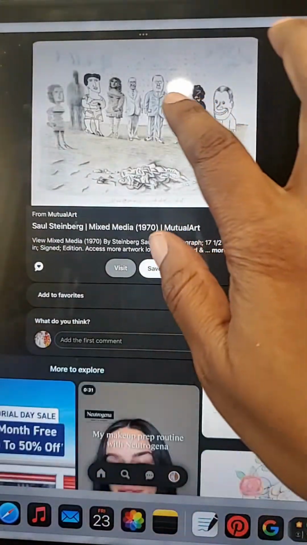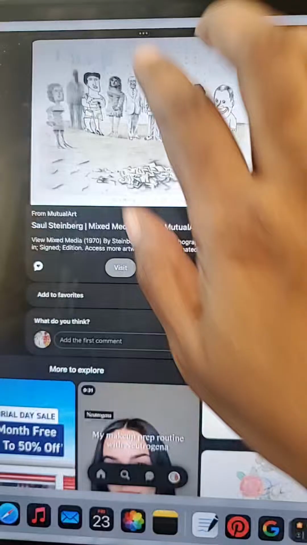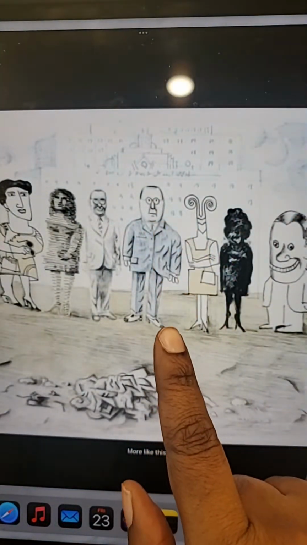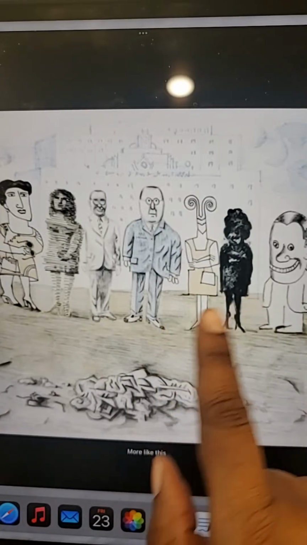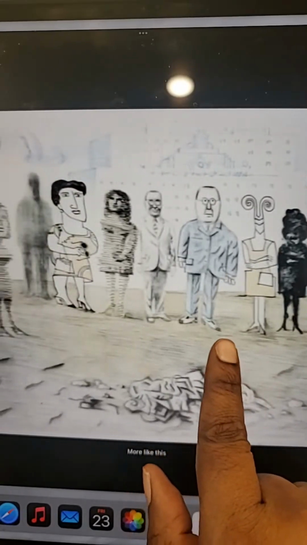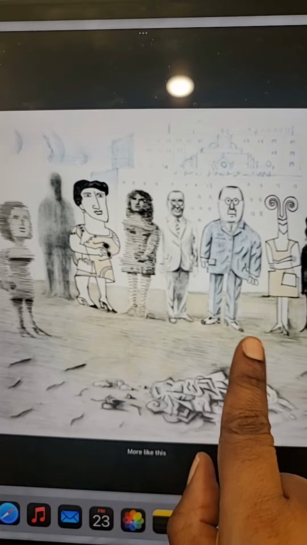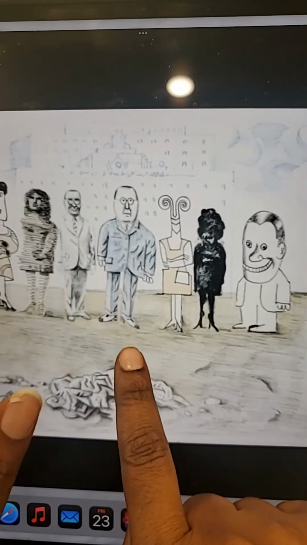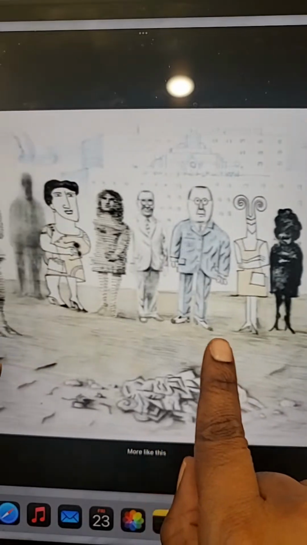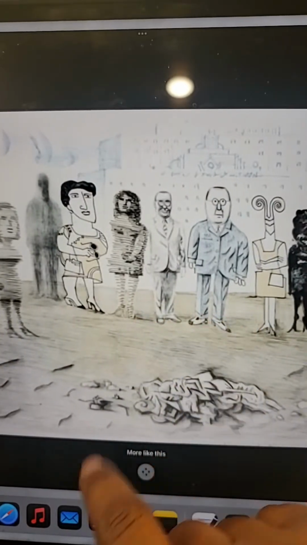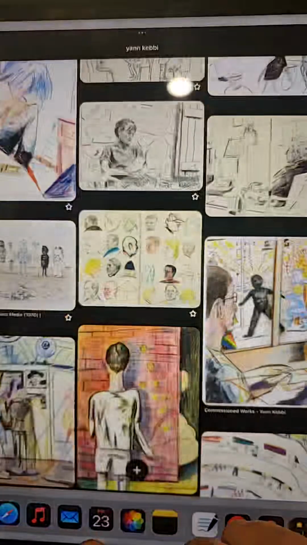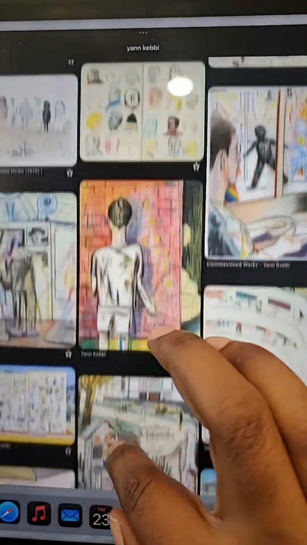Okay, this was a really good one. And this is a different artist. This is Saul Steinberg. But this is a really good example of how you can get varied lines and have a very visually interesting image with varied lines. So that's something else that I tie into my color pencil approach as well.